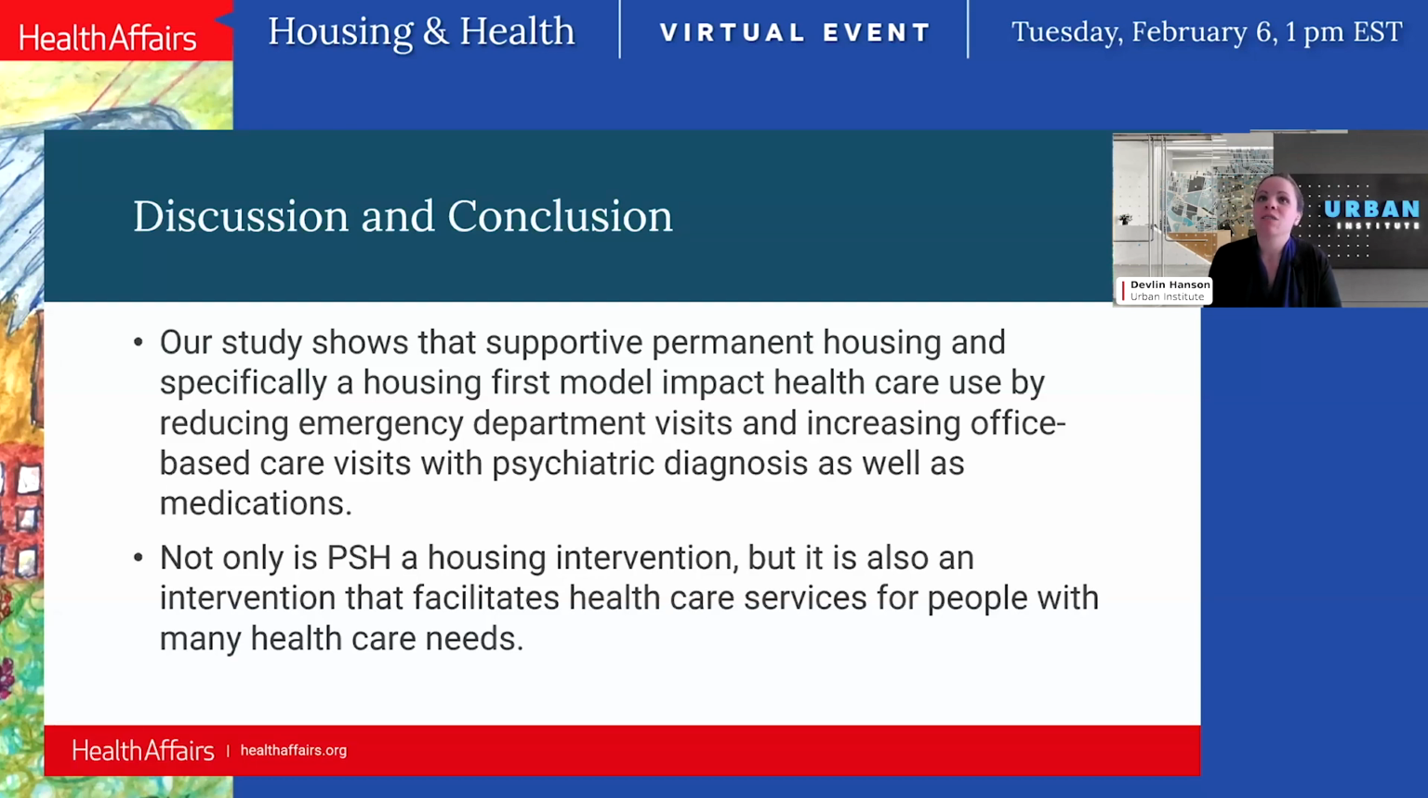Not only is permanent supportive housing a housing intervention, but it is also an intervention that facilitates healthcare services for people with many healthcare needs. Policymakers should consider the impact on healthcare use when considering pathways to scale permanent supportive housing. Next slide.